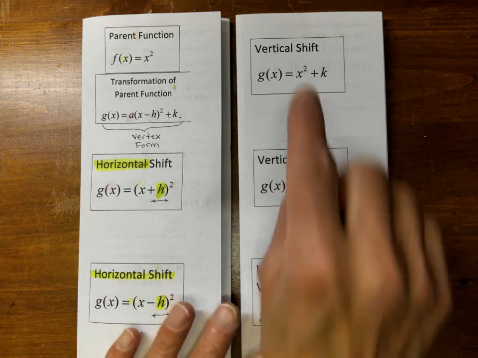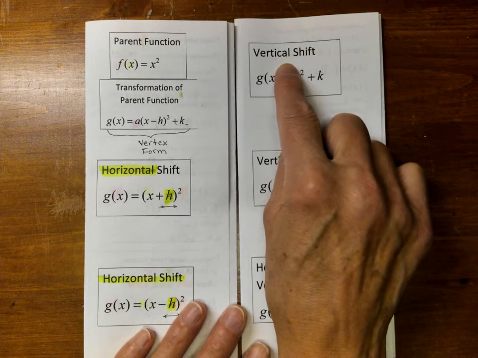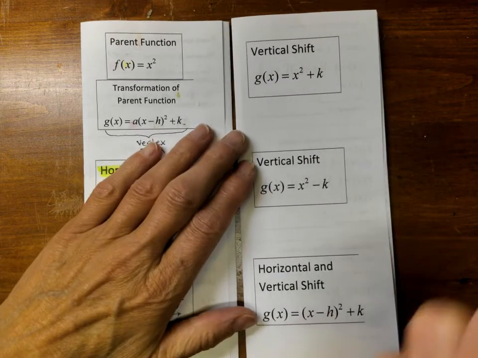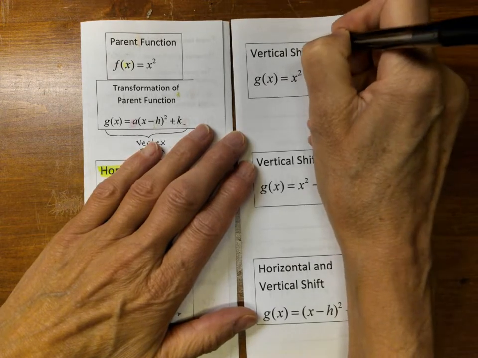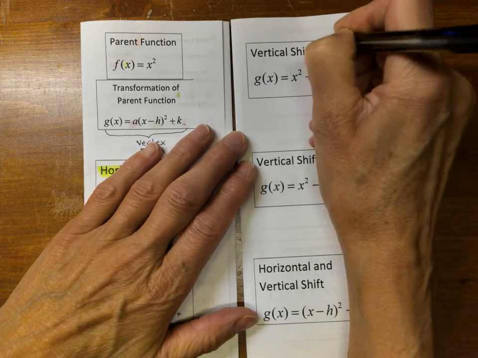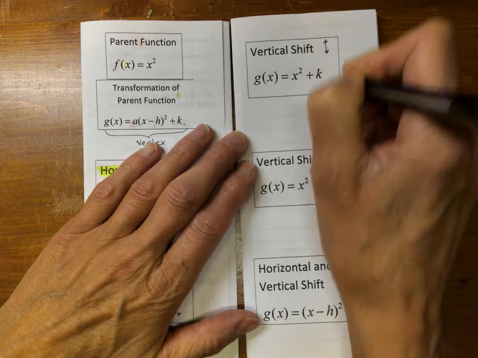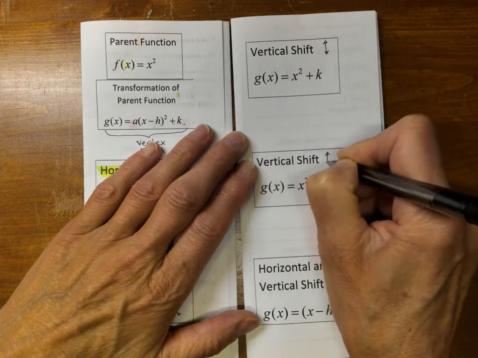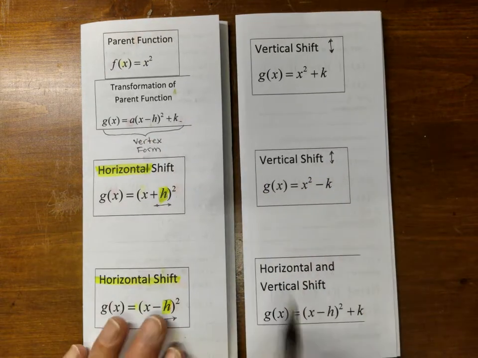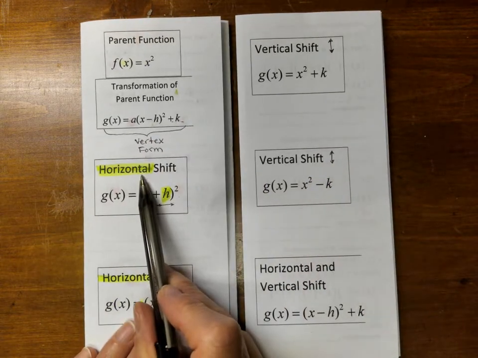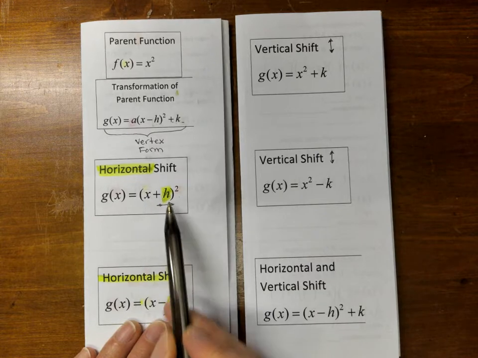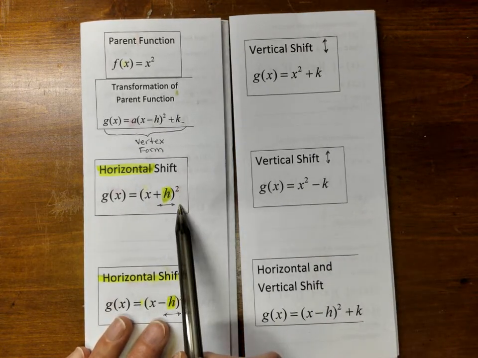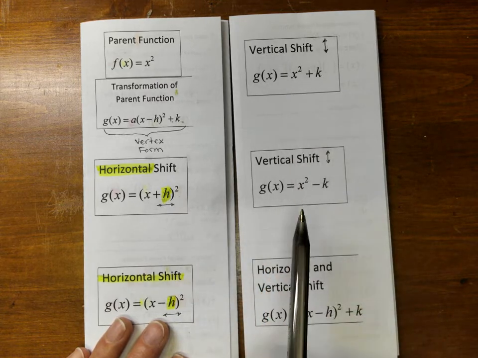In this video, we're going to talk about the vertical shift, and vertical is up and down. So let's just put arrows up and down on the side where it says vertical. In the last video, we looked at horizontal shift, which was left and right. So let's just look at the differences between a horizontal and the vertical shift.